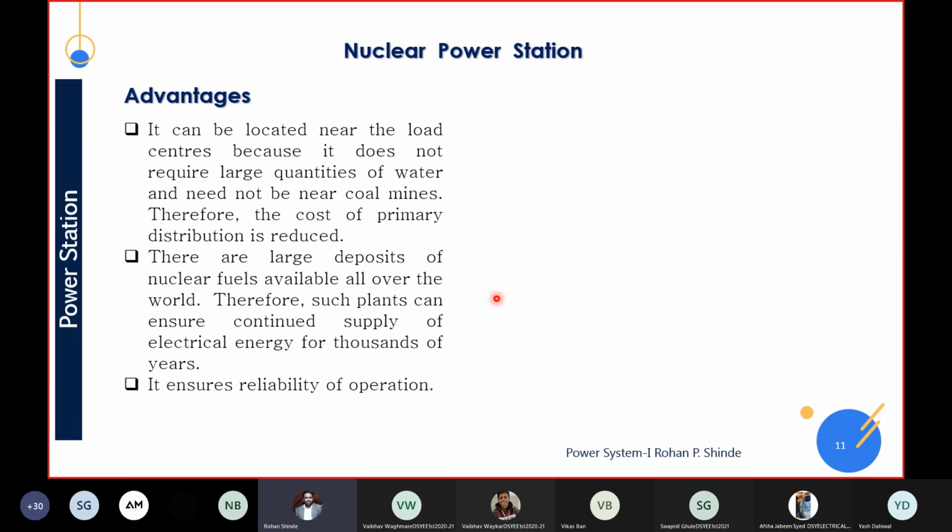Therefore, the large deposits of nuclear fuels are available all over the world, so such a power plant can ensure continued supply of electric energy for thousands of years. That means these nuclear fuels are available all over the world, so these nuclear fuels can continuously provide us energy for 1,000 years.